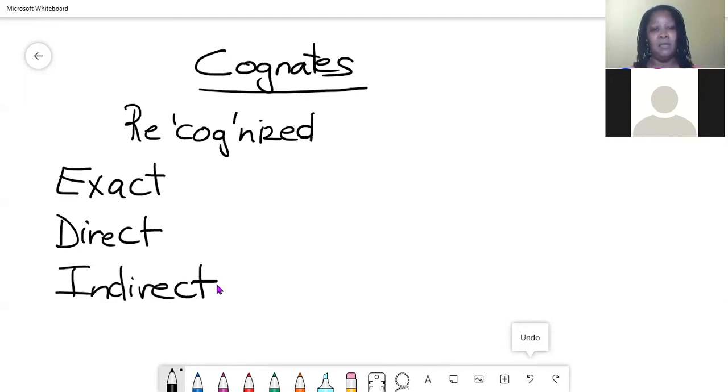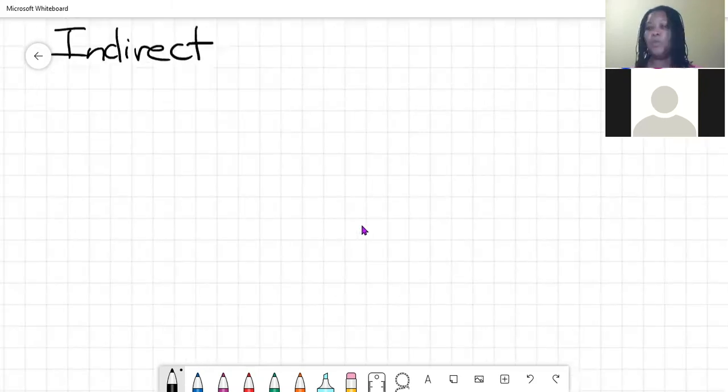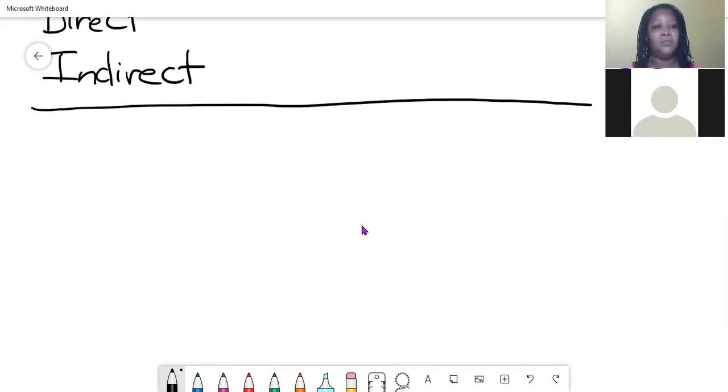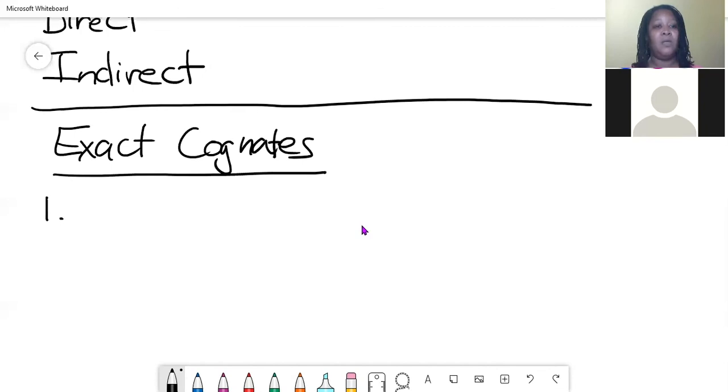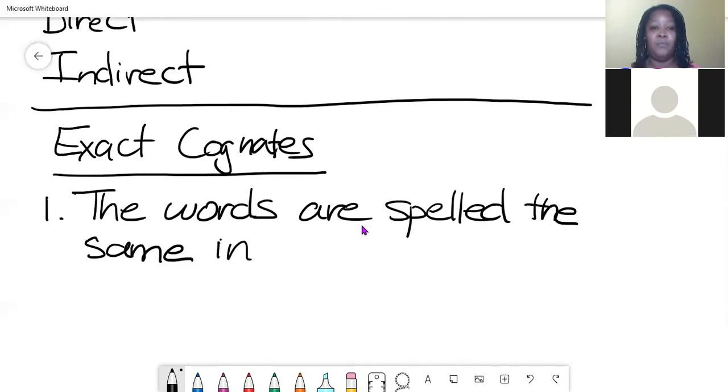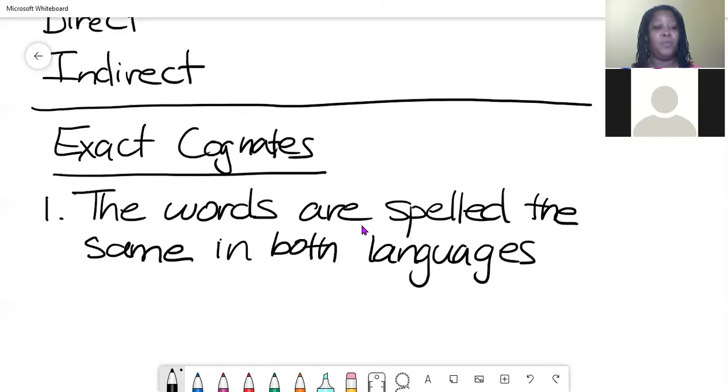So let's take a look at exact cognates. Let's get some space going here. And let's separate. So exact cognates, there are only two things that you really need to know about them. One, the words are spelled the same in both languages. And they mean the same thing too. So you don't have to worry about the meaning changing on you. And two, the only thing that is different is the pronunciation.